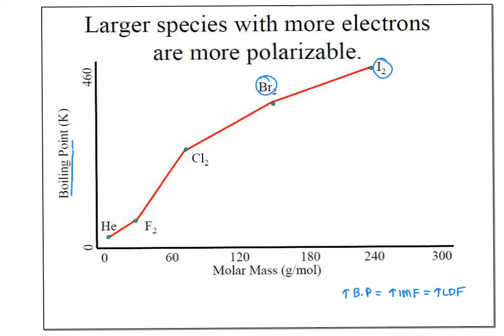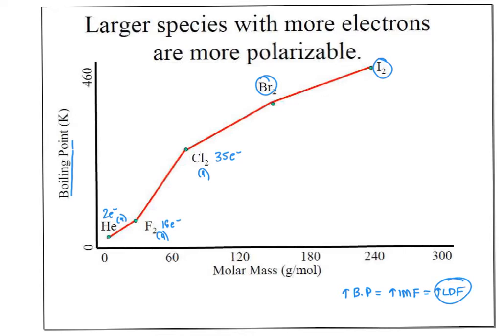So if you look, helium is a gas at room temperature, and it has 2 electrons. Fluorine has 18 electrons, and it's also a gas at room temperature. Same with chlorine, 35 total electrons, and it's also a gas. All of these are gases at room temperature, right? Lower boiling points, meaning they're not as attracted to each other. There's less London dispersion force.